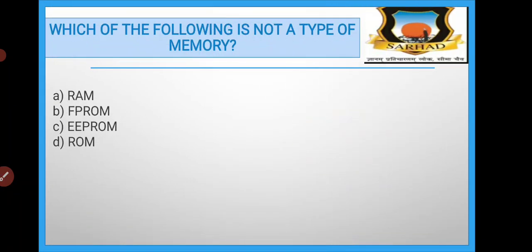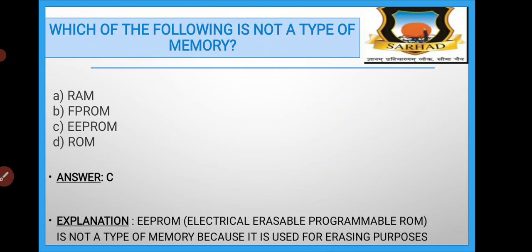Now question number 17, which of the following is not a type of memory? Option A, RAM, option B, FPROM, option C, EEPROM, and option D, ROM. So the correct answer is option C, EEPROM, that is electrically erasable programmable read only memory.